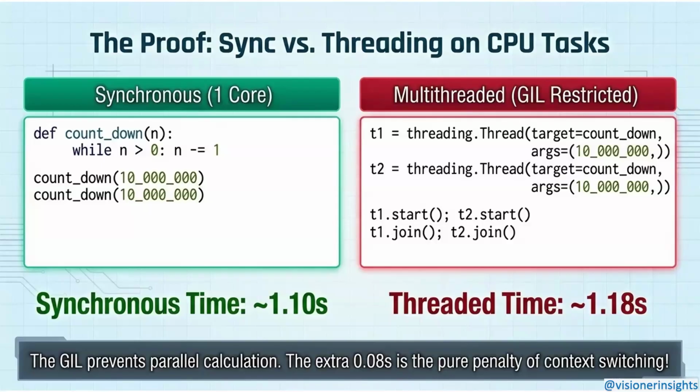And here's the underlying code proving that little shocker. On one side, we have a standard synchronous countdown from 10 million run twice. Time is 1.10 seconds. On the other side, we split those 2 countdowns into 2 separate threads. Time is 1.18 seconds. Now that extra 0.08 seconds might look super small, but it represents the pure penalty of context switching. It's the numerical proof that the GIL entirely shuts down parallel calculation.